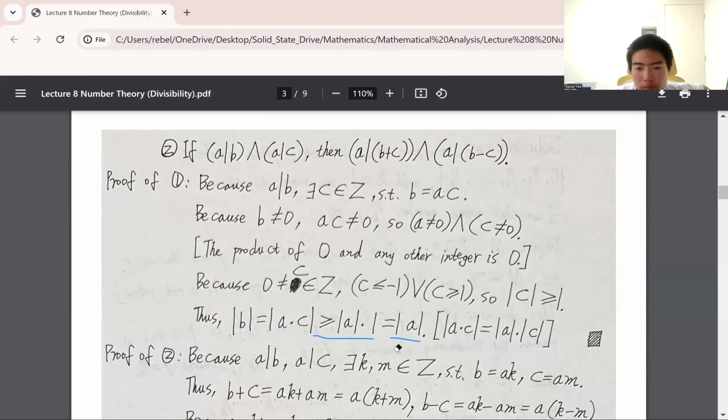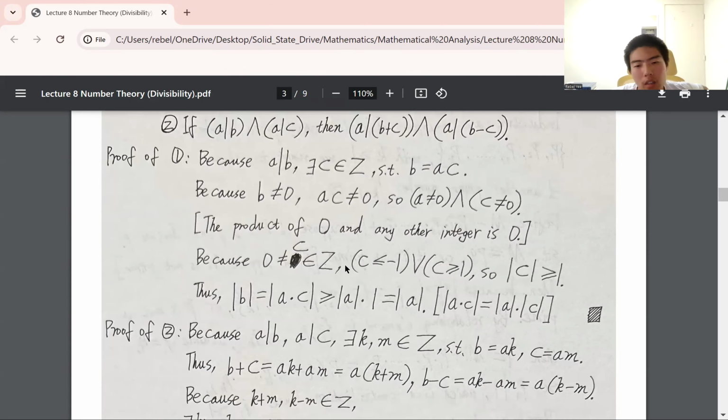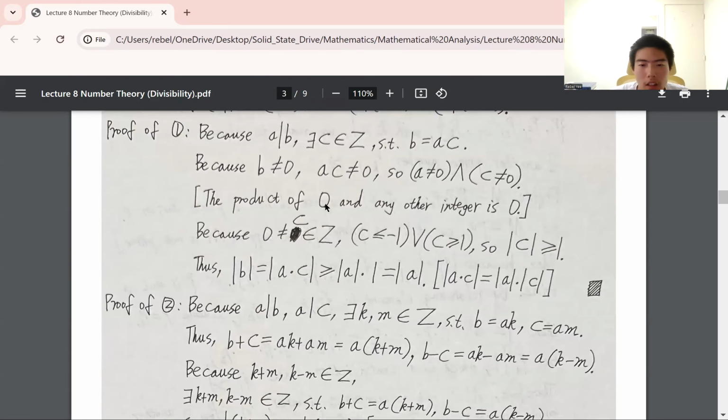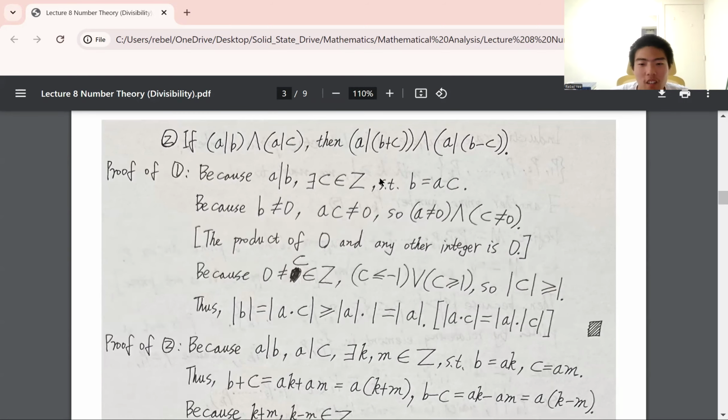All right. And let's prove the second thing here. Well, the second theorem says that if A divides B and A divides C, then A divides B plus C and A divides B minus C. This fact doesn't have much importance, so we say it's not a theorem, maybe a proposition. Okay, and it's very intuitive.